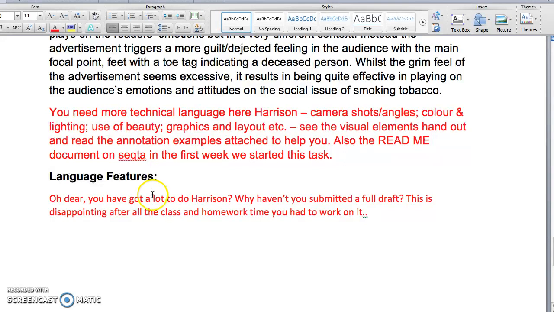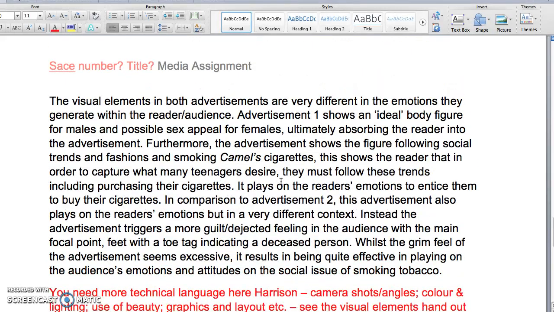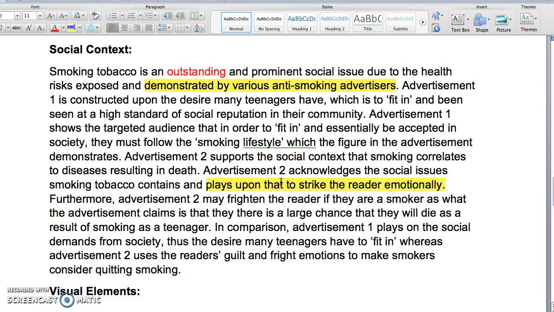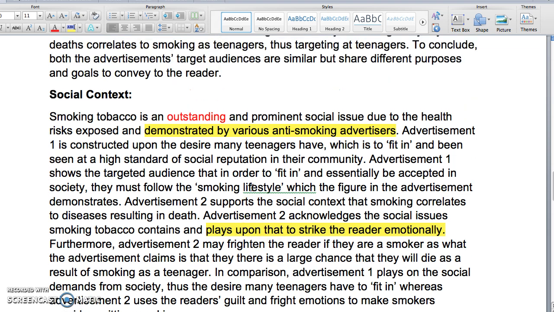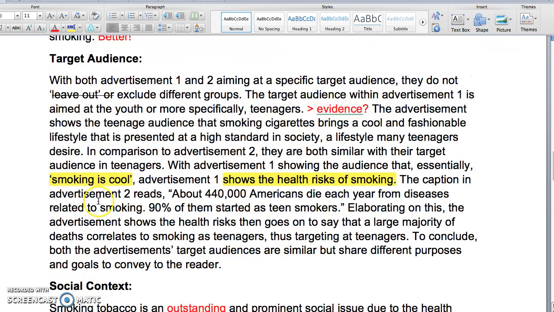So yes, I'm a bit disappointed with 800 words in what's now 4 weeks. So you've got a lot to do. What you have done is okay, Harrison. But in order for you to hit those criteria, what I want is technical language, logical structuring, evidence from the text and explaining the effects. Okay? So happy drafting.